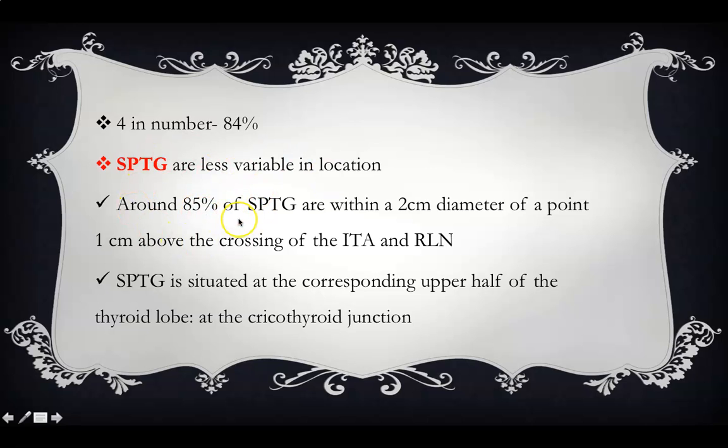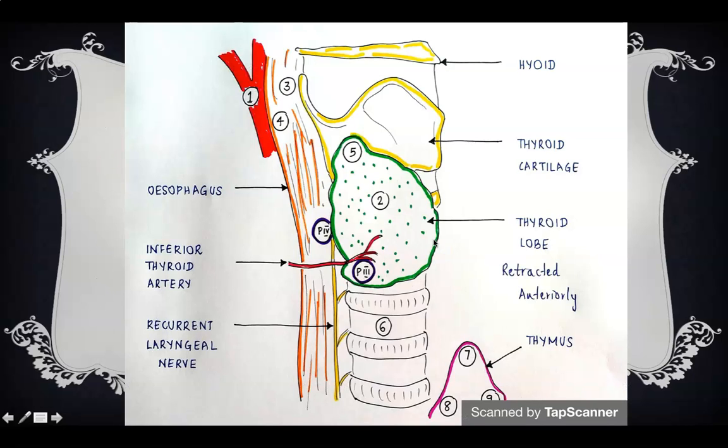Around 85% of the superior parathyroid glands are within a 2 centimeter diameter of a point 1 centimeter above the crossing of the inferior thyroid artery and recurrent laryngeal nerve. Let's see this in the picture. This is the point where the inferior thyroid artery and recurrent laryngeal nerve cross. So 1 centimeter above and within 2 centimeter diameter, the superior parathyroid gland can be present. This is the superior parathyroid gland. We also call it P4 because it develops from the fourth pouch.